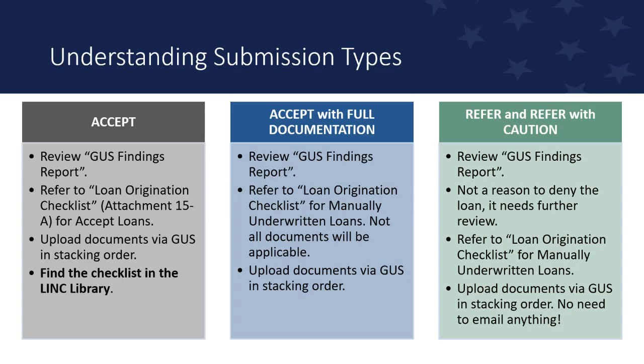Be sure to review the GUS findings report and submit documentation accordingly. Utilize the attachment 15A with all submissions. Remember, files that are incomplete will be released back to the lender, put on hold, and will cause delays. Regardless of the GUS underwriting recommendation, you will upload all required documents via the GUS portal. And then lastly, you can also receive an ineligible result as well, and I do get into that a little bit further in this session.